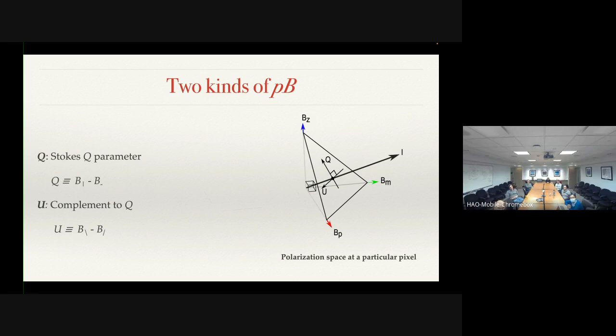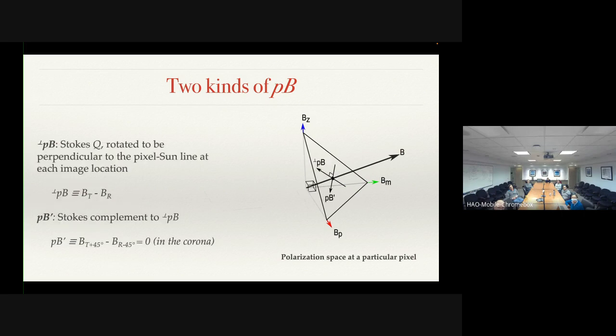Here's the polarization space at a particular pixel, right? That's the YCbCr, or the Stokes system, right? And so we've got our tripolarizer RGB system, and then our Stokes I, Q, and U. And of course, we can rotate those Q and U to get the perp PB. And you'll notice I've been putting a perp on the front of the PB. This is why.